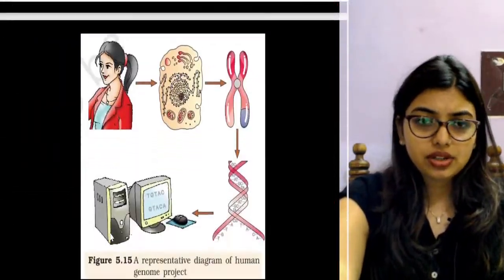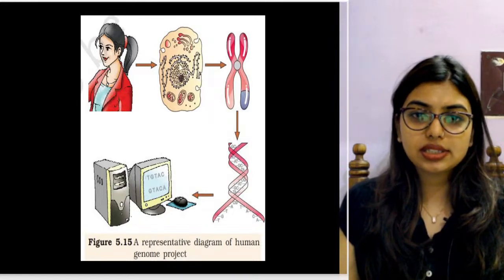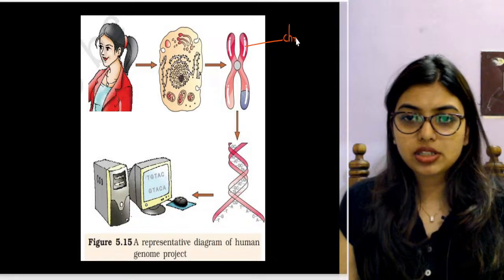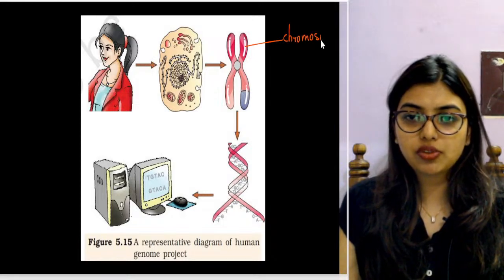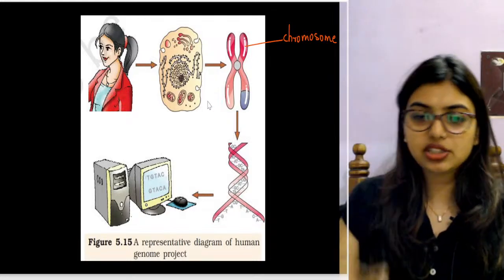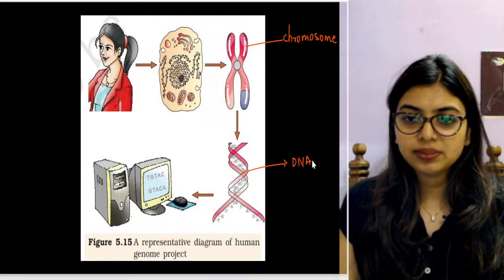Now here, look at this. Okay, this is the person, this is the beautiful lady. Inside her cell we are taking the DNA. Okay, we are taking one chromosome. This is a chromosome, and this chromosome was formed because of our packaging. From that chromosome we are checking what is there in this chromosome. We will see the DNA. Okay, the DNA strands.